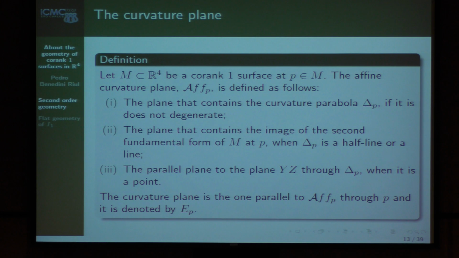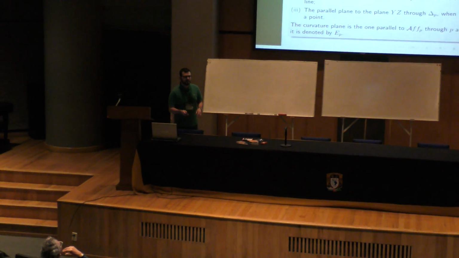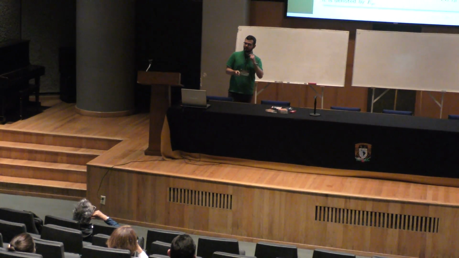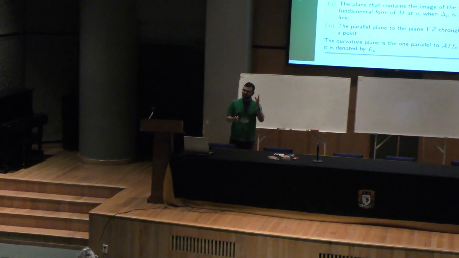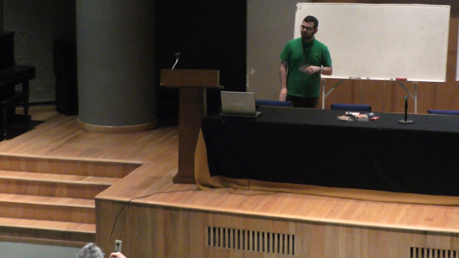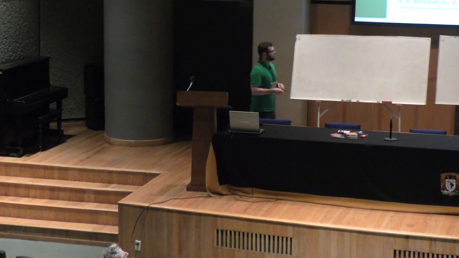Excuse me, could you repeat the definition of curvature parabola? Oh, the curvature parabola? Yes, of course. The curvature parabola is the image of the second fundamental form when we restrict it only to the unit tangent vectors. So we have the second fundamental form applied to x when x is a unit tangent vector of TpM, the tangent space, the space of quadratic maps. Yes. Okay. You're welcome.